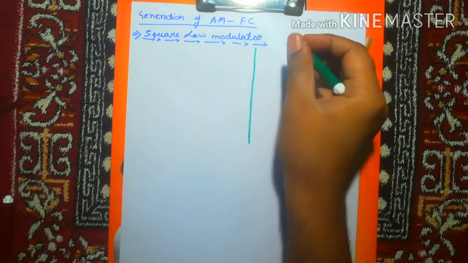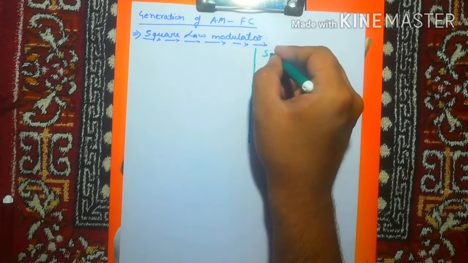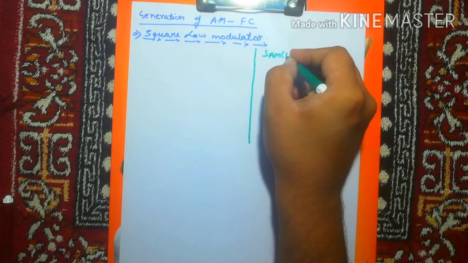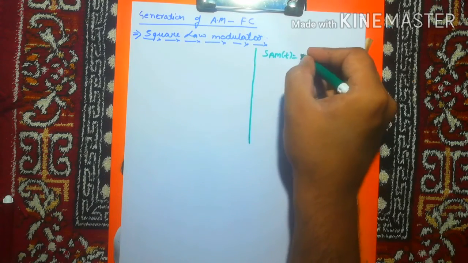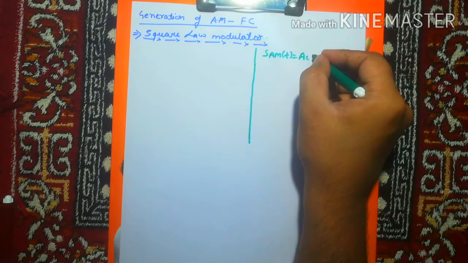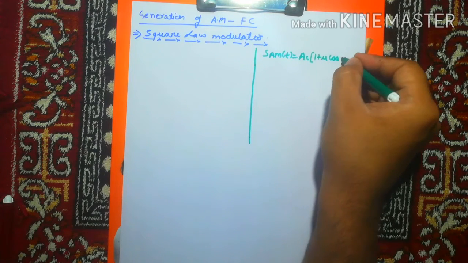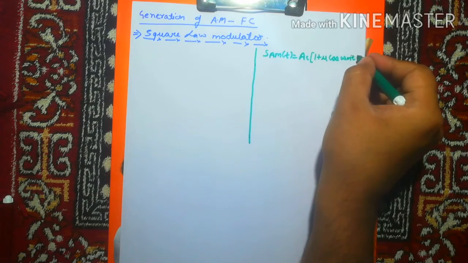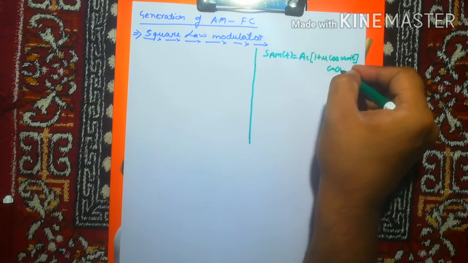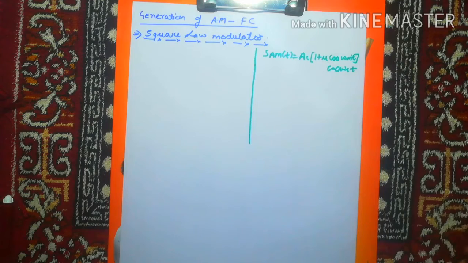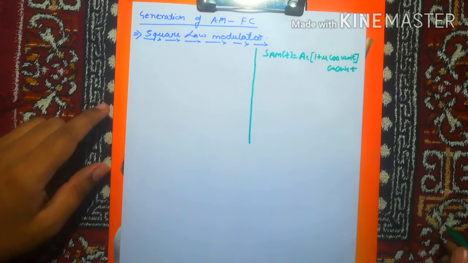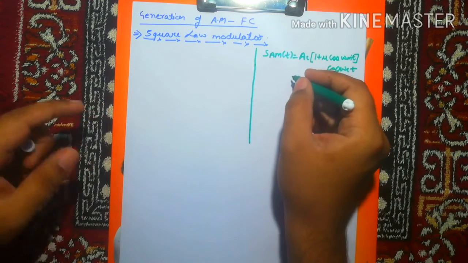What we have discussed in the past is that the general equation of an AM modulated signal with full carrier is Ac (1 + mu cos omega m t) cos omega c t. This is what we have discussed. We have also discussed the spectrum.